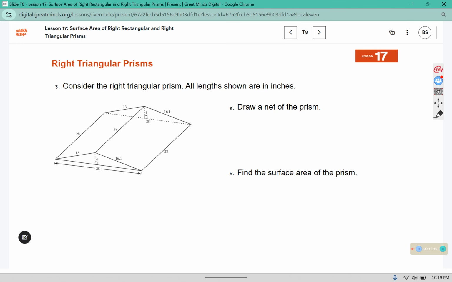Consider the right triangular prism. All lengths are shown in inches. Draw a net of the prism.